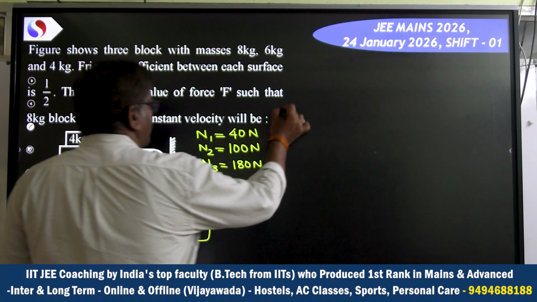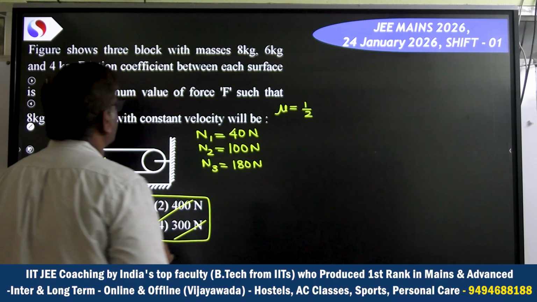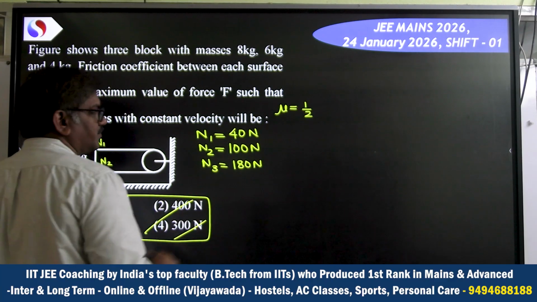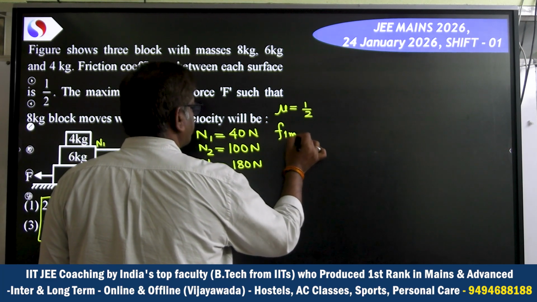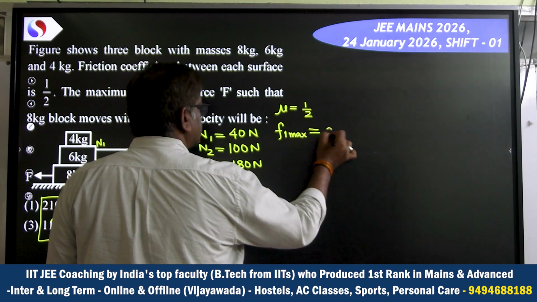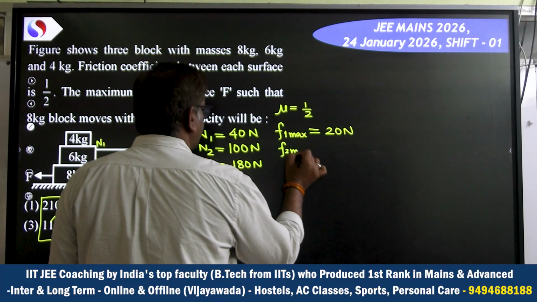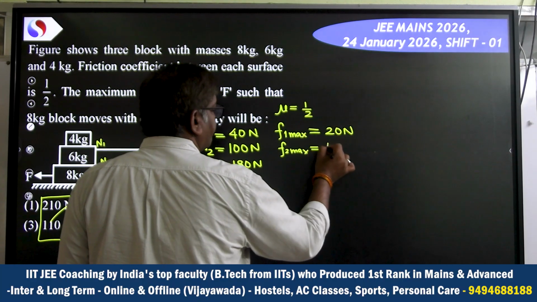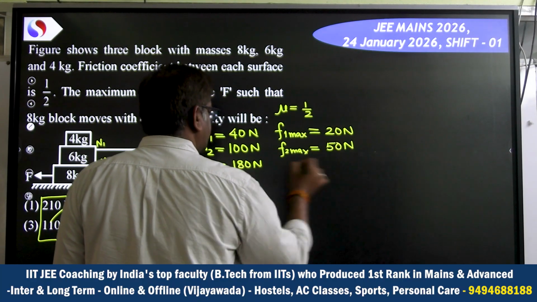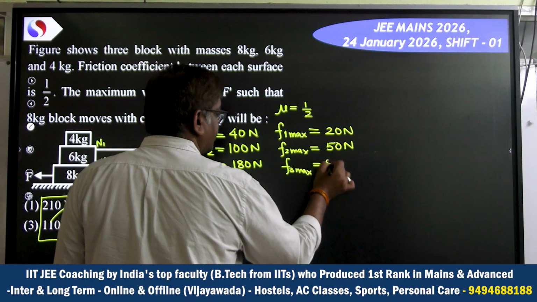Mu is given to you half for each surface. Between each surface is half. Each surface means between ground also. So that means it gives me the maximum values between 1 and 2, that is 20 Newton. It gives me the maximum value between 6 and 8, that is equal to 50 Newton. And it is giving me the maximum value between ground and 8 kg as 90 Newton, mu N.